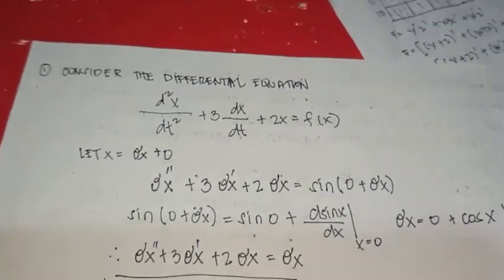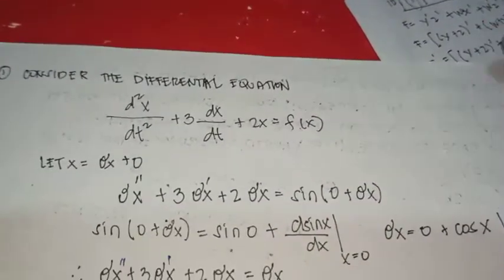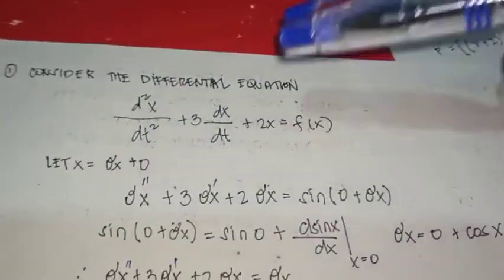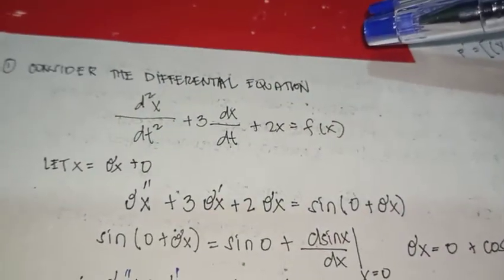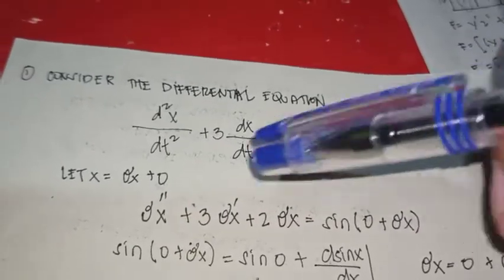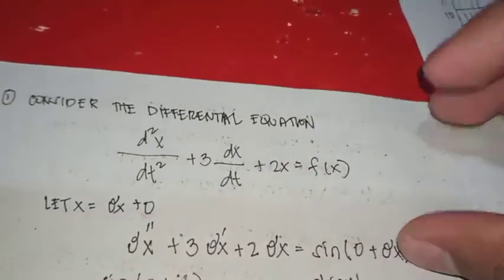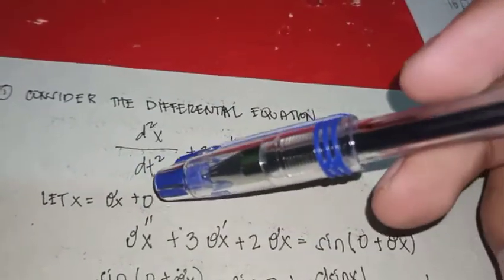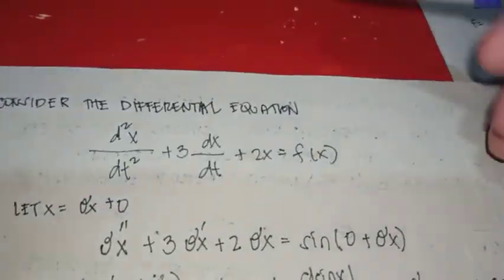Consider the different. Now, the task is to linearize the equation. So, this is the equation: d squared x over dt squared plus 3 dx over dt plus 2x equals f of x. Here, f of x is equal to sine x. And let x equal to delta x plus 0.